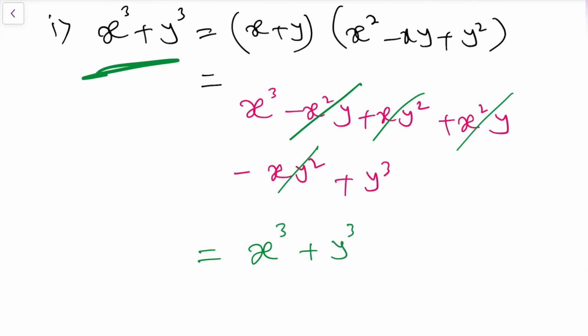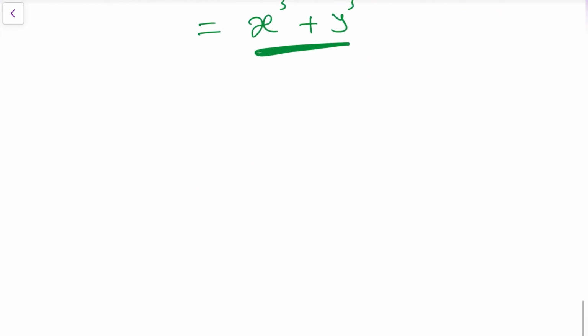So LHS is x cube plus y cube, RHS is also x cube plus y cube. So LHS is equal to RHS. By both methods we did the verification: one by substituting numbers and one by direct multiplication. Next, the second one, he will give one more.